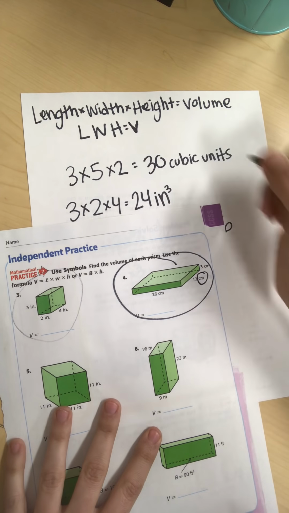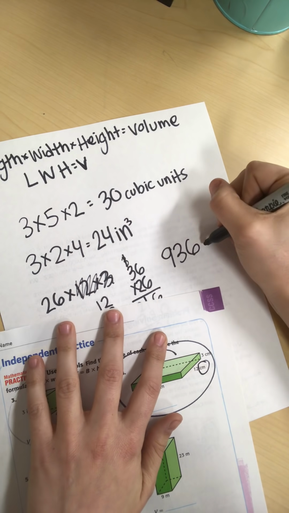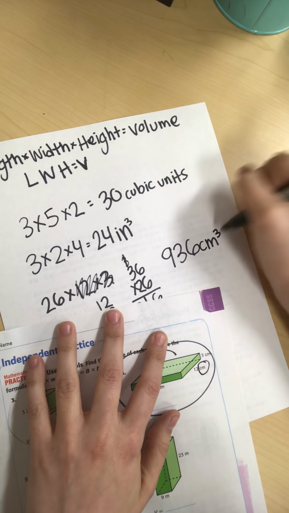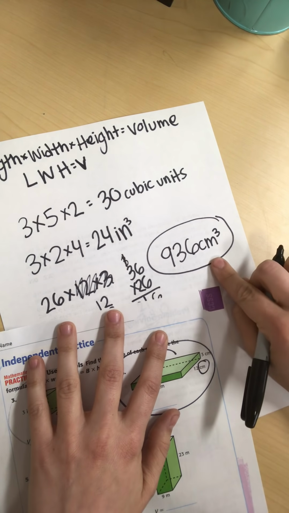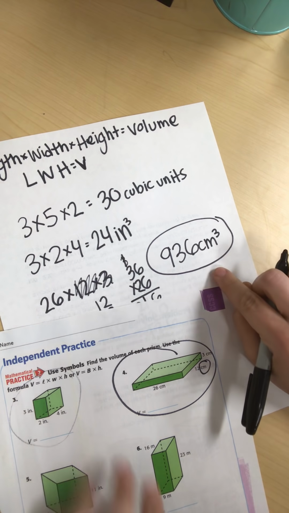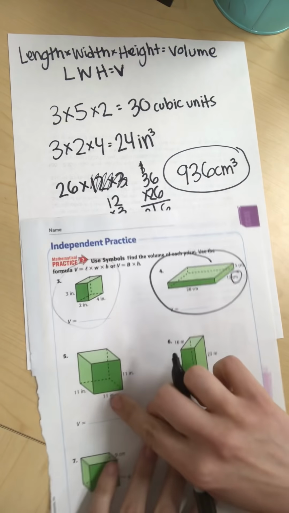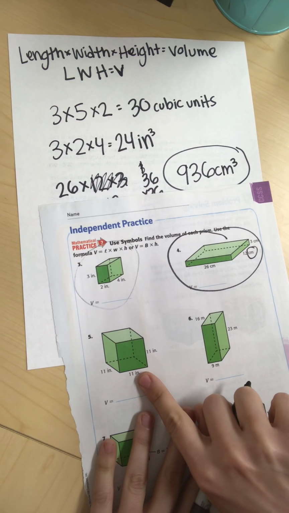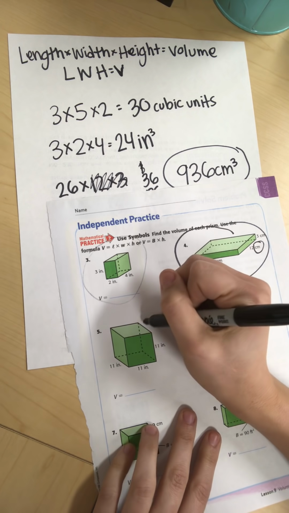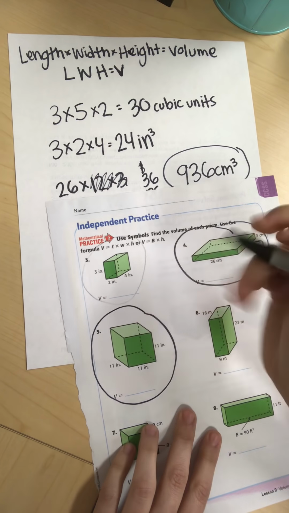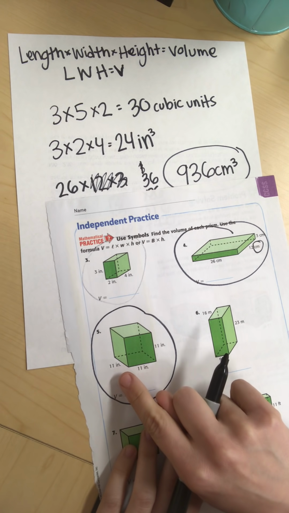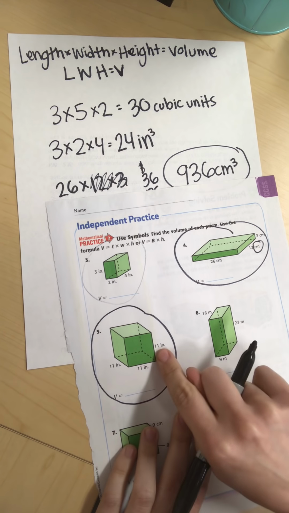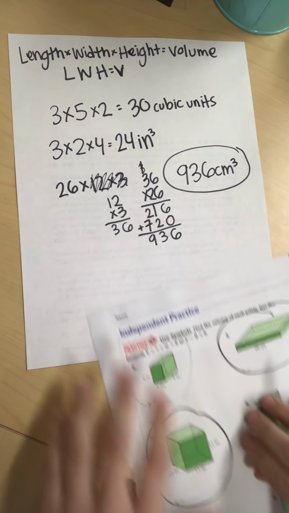I'm going to go back to my problem right over here, and I'm going to see what we're using. You can see that we're using centimeters. So I'm going to write 936 centimeters cubed, because it is a 3-dimensional figure. Volume is 3D. So let's go ahead and do one more problem. We can see on number 5, they're having us find the volume of a cube. So that means that they're all the same. So I'm going to multiply 11 times 11 times 11, which is 11 cubed.